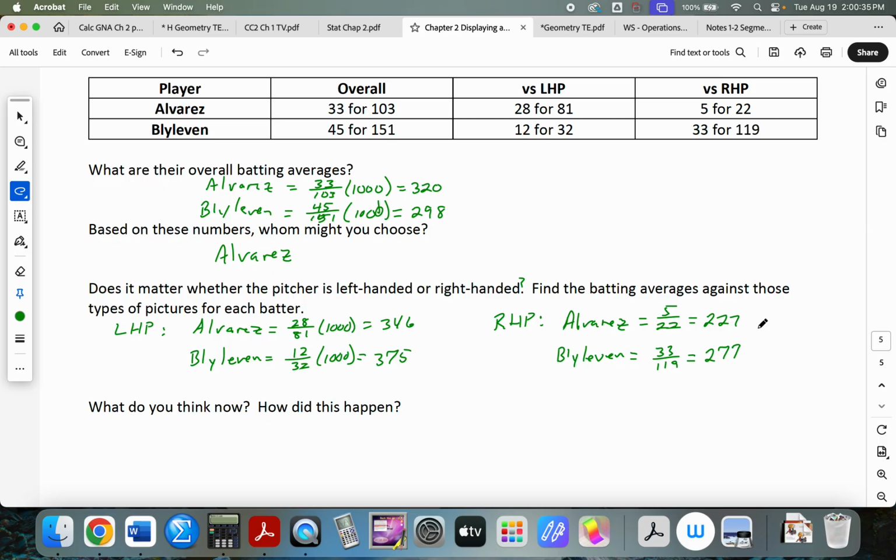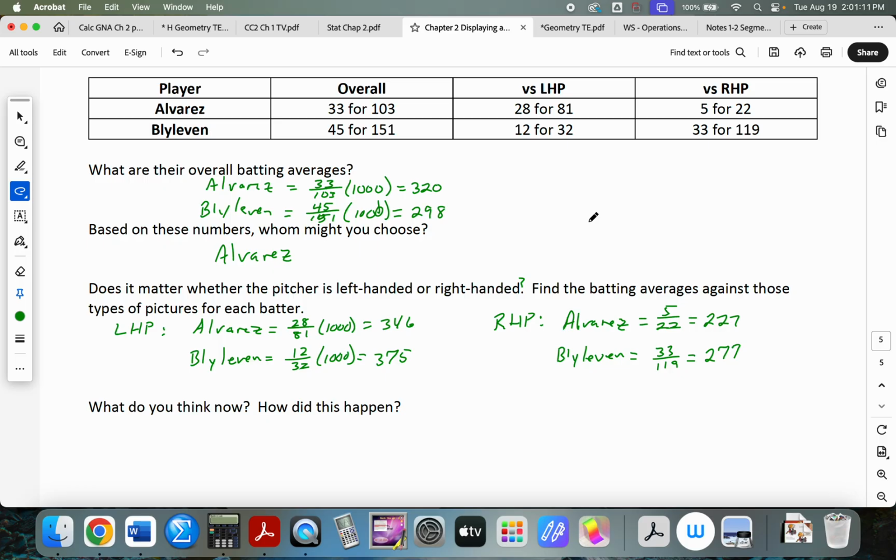So this is why you have to be really careful about overall statistics if the individual parts aren't the same, right? Alvarez is better against left-handed pitchers, and he batted over twice as many times against left-handed pitchers than Blyleven did. This is what leads to this particular paradox: the overall numbers versus the individual.